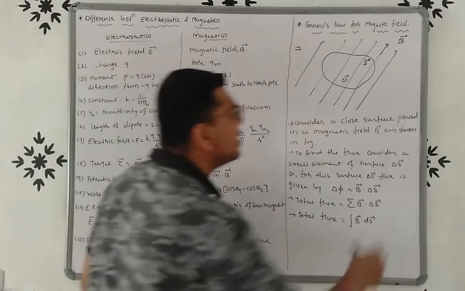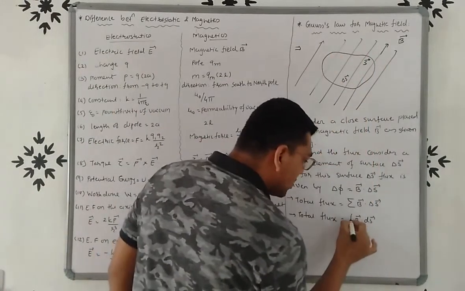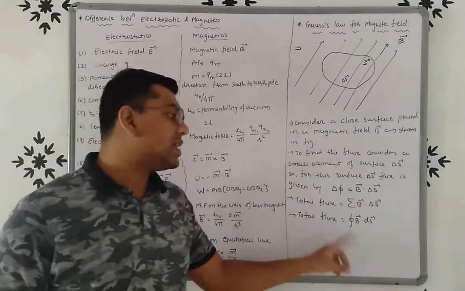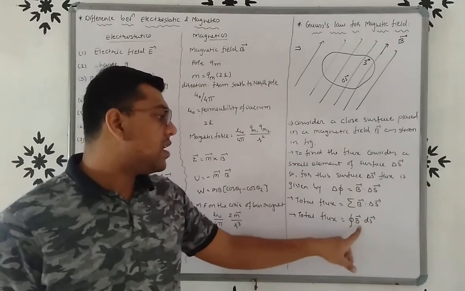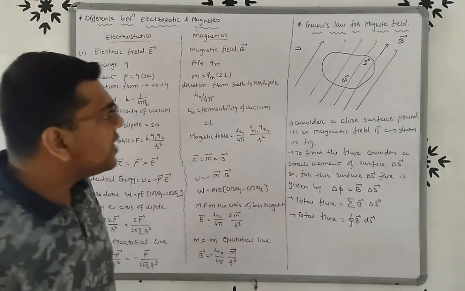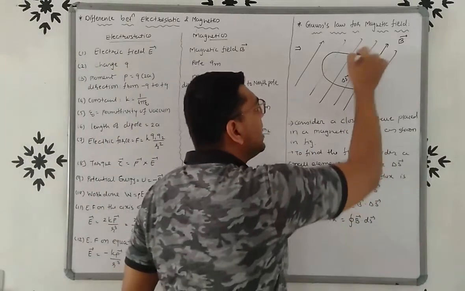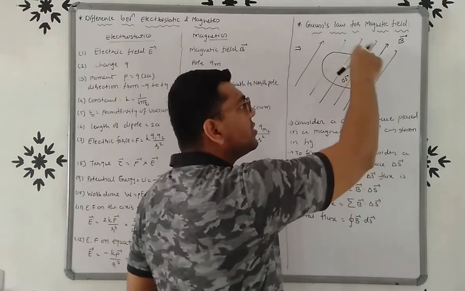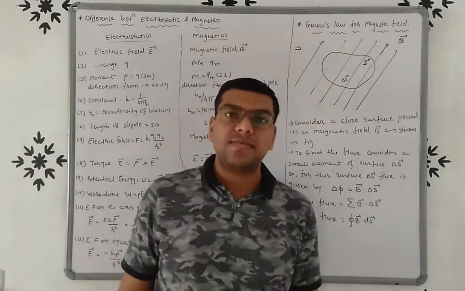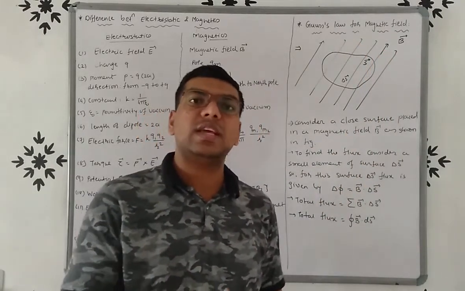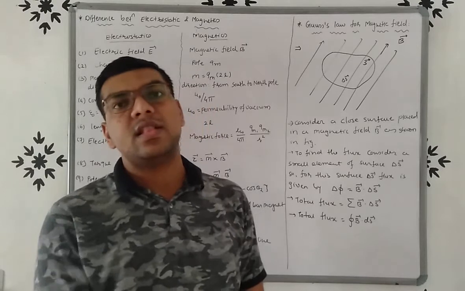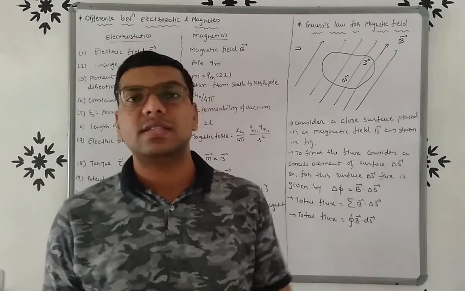But here friends, there is a closed surface. So here there is a closed integral like this, right? So total flux is equals to closed integral vector B dot vector ds. Now friends, here the number of field lines entering this closed surface is equal to the number of field lines leaving the surface. Then we know that flux will be 0, right?